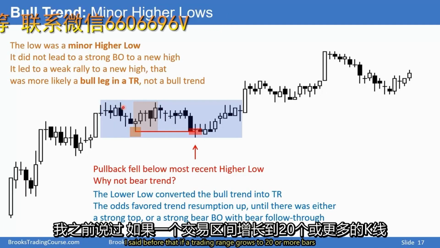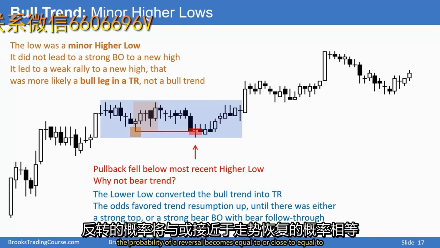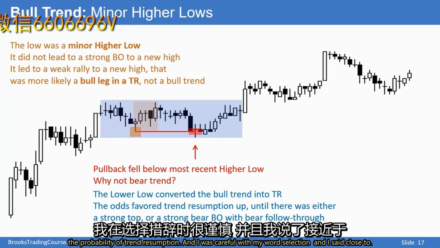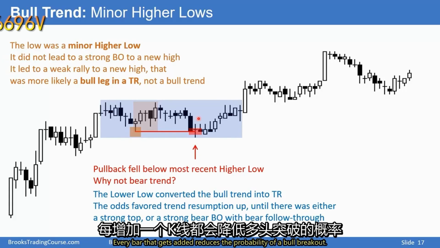I said before that if a trading range grows to 20 or more bars, the probability of a reversal becomes equal to or close to equal to the probability of trend resumption. And I was careful with my word selection. I said close to. Every bar that gets added reduces the probability of a bull breakout.